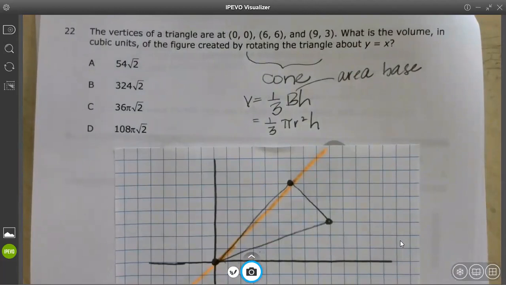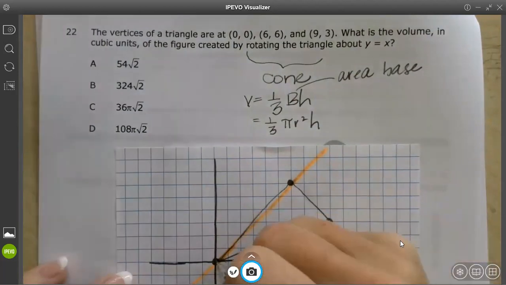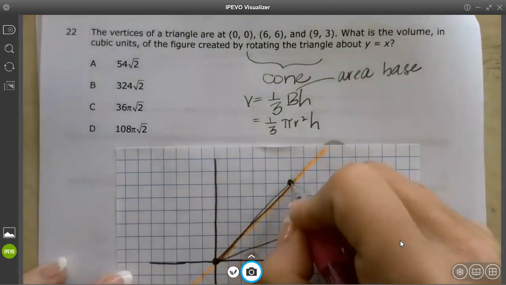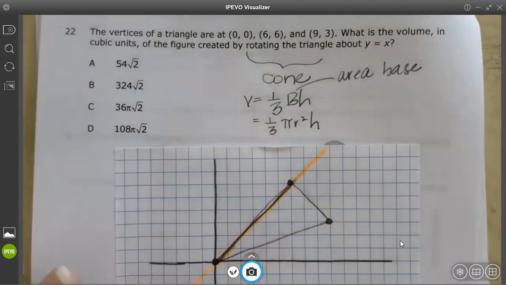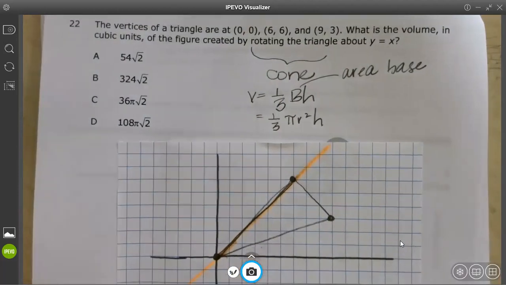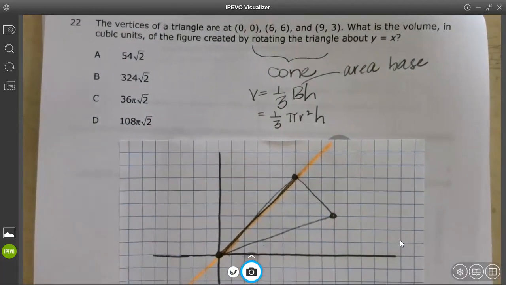All right. So now all we need to know is the height of this triangle and the base area of the radius. If you look, this part right here will be the height. How do I figure out what that is? You got to go back to math 1. This is where math 3 is not good. It tests everything in math 1 and math 2 as well.